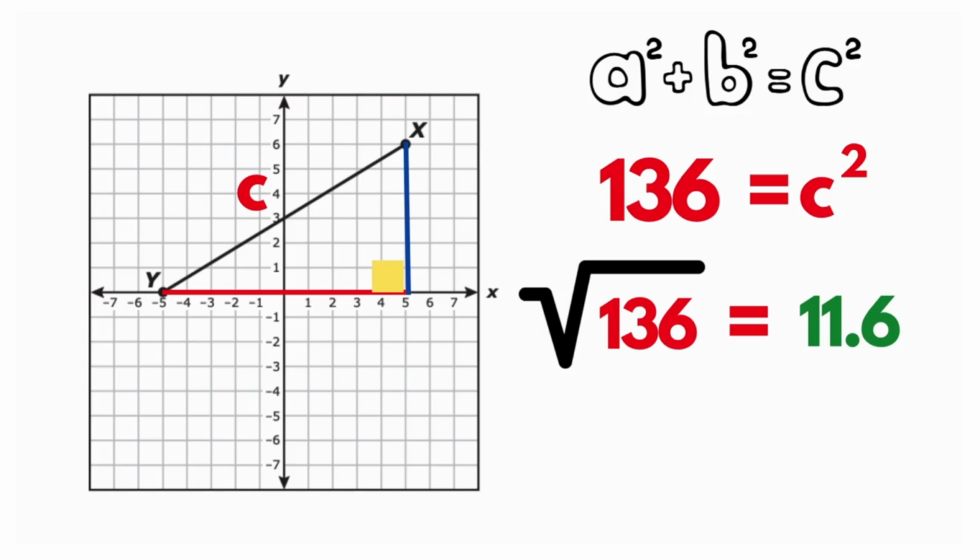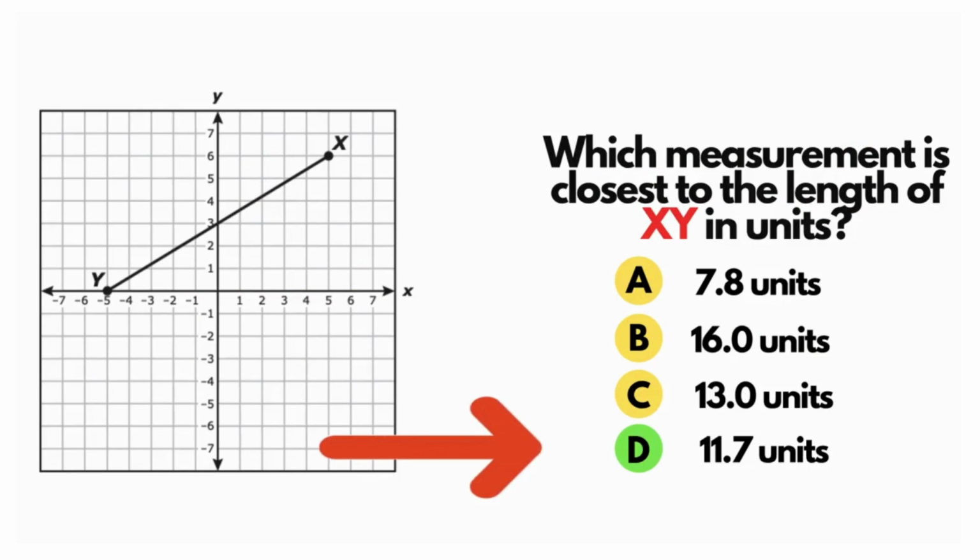It is the longest side, because remember the other sides were 10 and 6, and the hypotenuse always has to be the longest side. So 11.6 is bigger than 10 and 6. So let's go to our answer choices. Which measurement is closest to the length of segment XY in units? We had 11.6. The answer, D, 11.7 units.